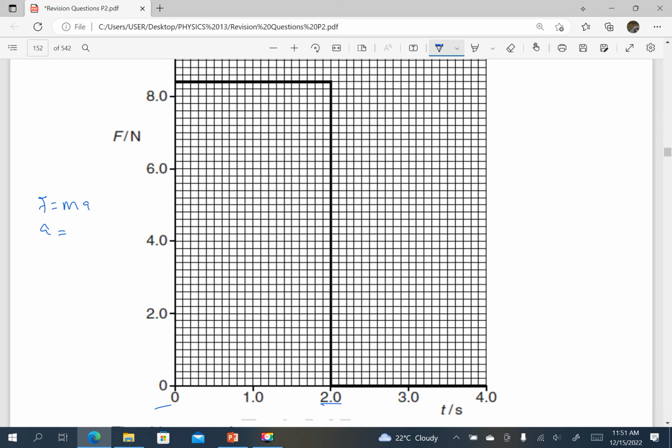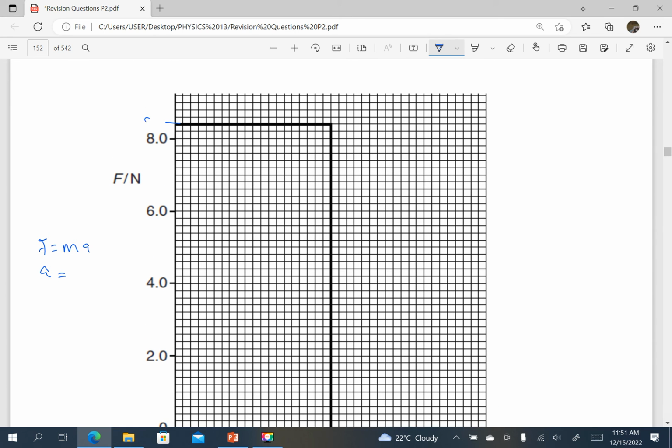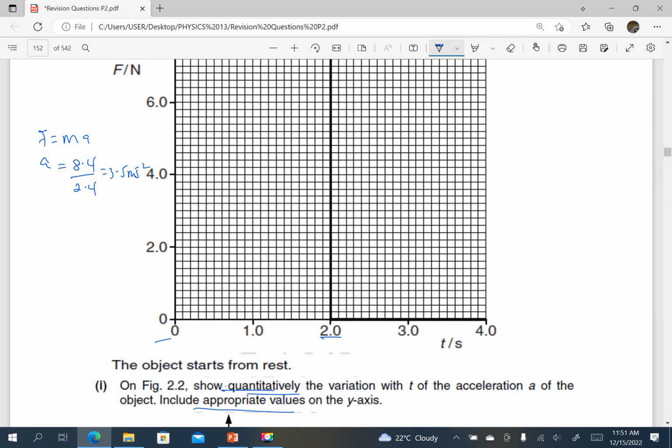The acceleration is going to be, what is this value here? I think this is 8.4. So the acceleration is going to be 8.4 divided by the mass. The mass was given as 2.4. So the acceleration is 3.5 meters per second squared. That is, between t equals 0 to t equals 2.0, the acceleration is constant, 3.5. Then between t equals 2.0 to 4.0, the force is constant and 0. Then the acceleration here is 0. So this part, acceleration is 0. This part, acceleration is 3.5.